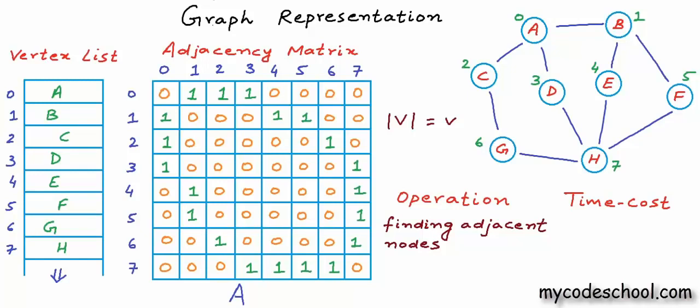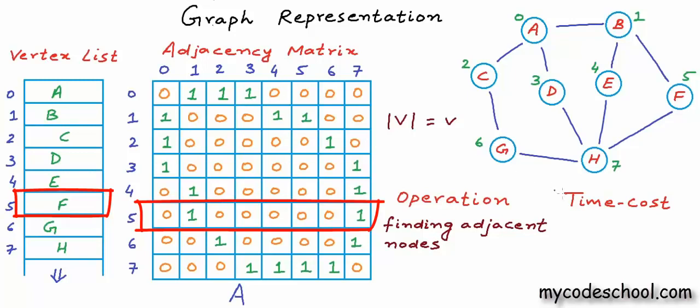If we are given the name of a node, then we first need to know its index. And to know the index, we will have to scan the vertex list. There is no other way. Once we figure out the index, like for F, the index is 5, then we can go to the row with that index in the adjacency matrix, and we can scan this complete row to find all the adjacent nodes.